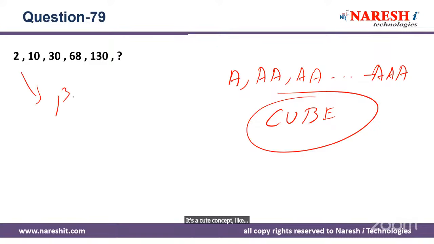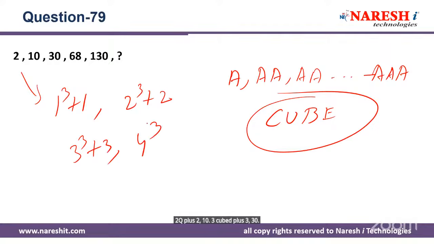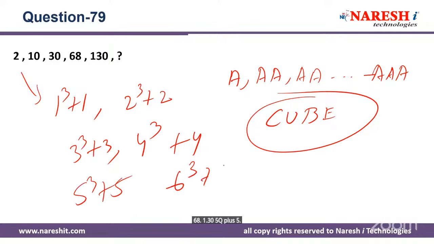Like 1 cube plus 1, 2; 2 cube plus 2, 10; 3 cube plus 3, 30; 4 cube plus 4, 68; 5 cube plus 5, 130. So the answer is 6 cube plus 6, that is 216 plus 6, 222.